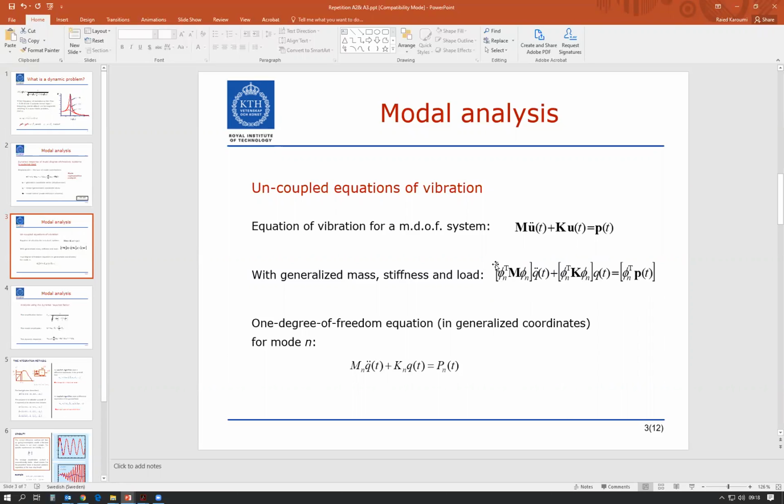By doing this manipulation, we have uncoupled the equation from a matrix into simple equations of this form, with the modal mass, modal stiffness, and modal force. So instead of solving the full system, we can solve a few of these and calculate the contributions.